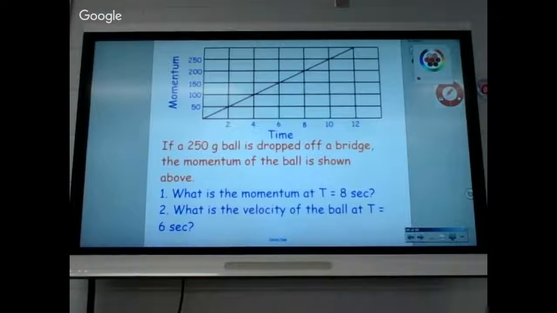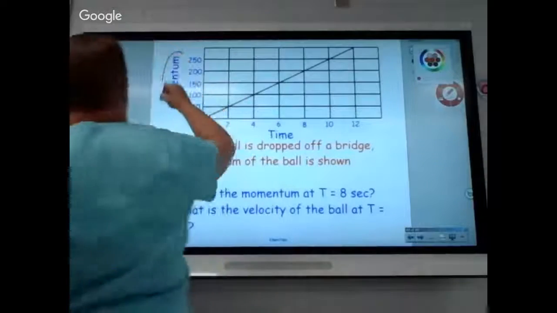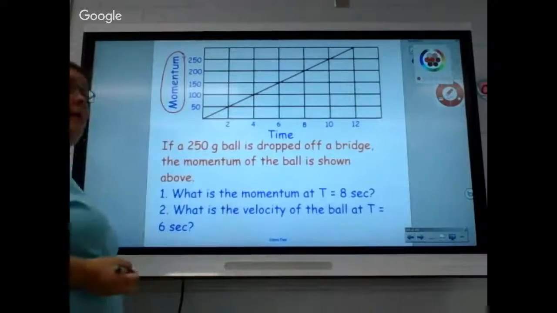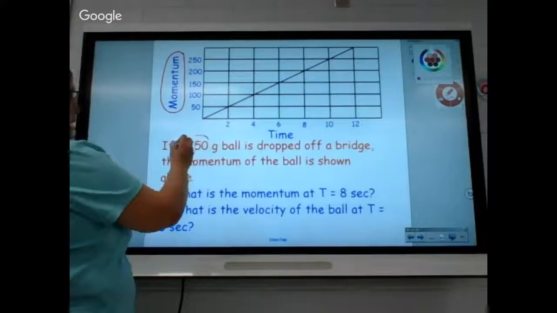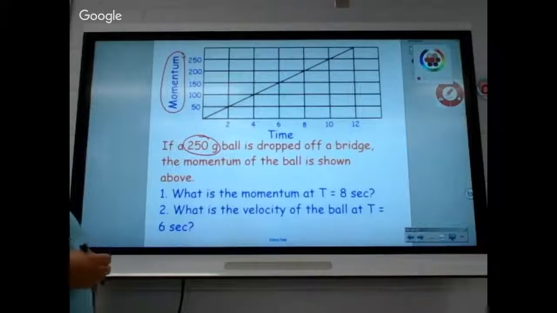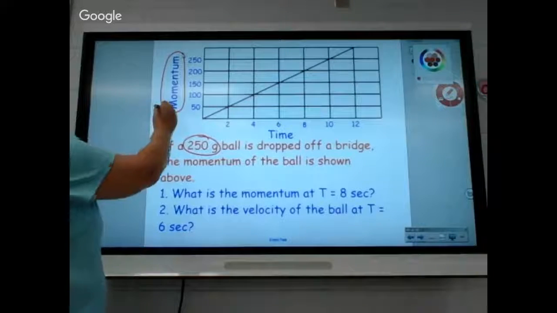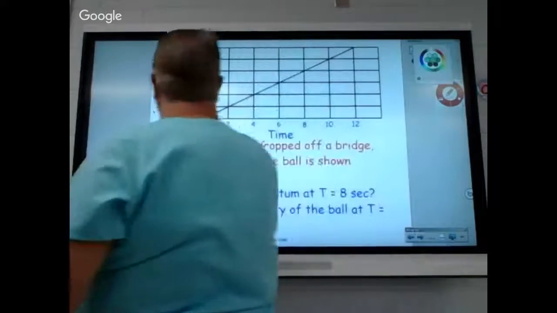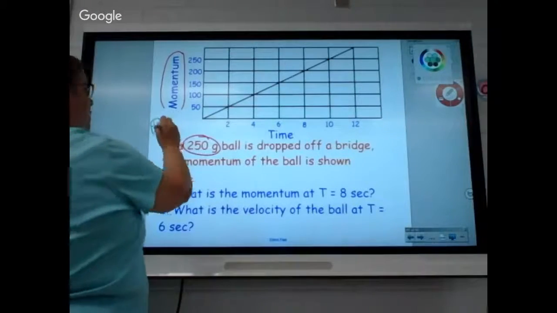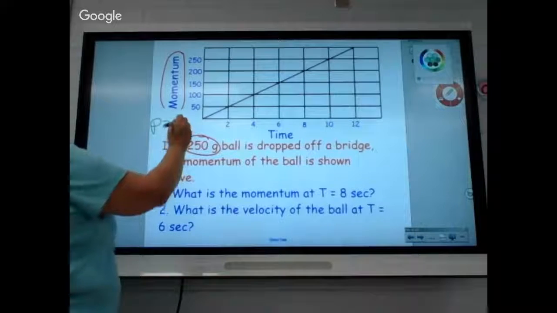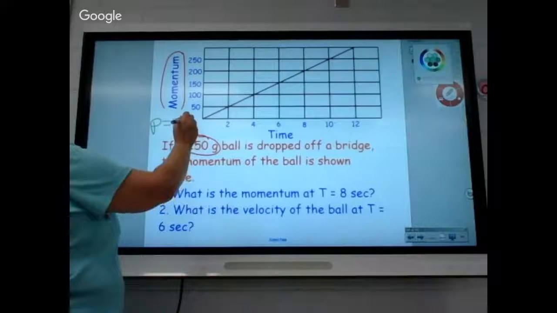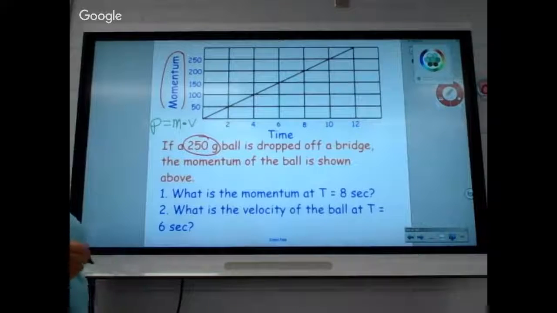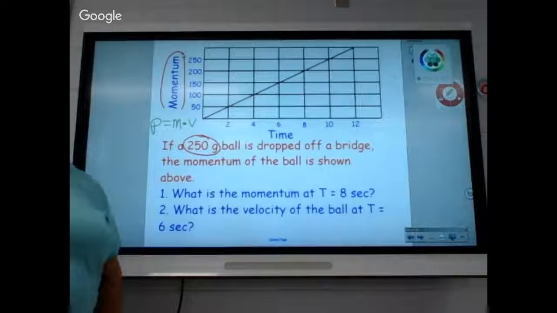Now, what is this right here? It's momentum. Okay, so you have momentum there. What is this right here? 25 g. What is a g? It's a mass. So you can read momentum, which is P. You have mass, which is right there. So you can calculate what? You calculate velocity. We could find that, right?